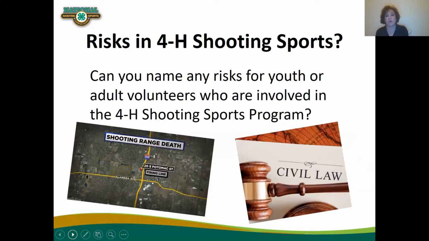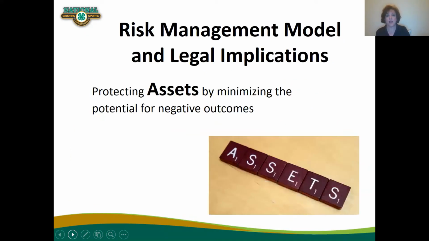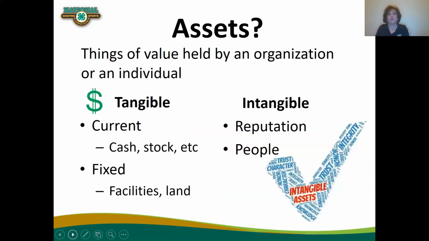So how are we going to protect ourselves or the others involved in the program and the program itself? Again, keeping it simple, risk management is a system to protect our assets by minimizing the potential for negative outcomes. So how would you describe the term assets, other than being the 6 points on a game of Scrabble? So assets are anything of value that is held by an organization or an individual.